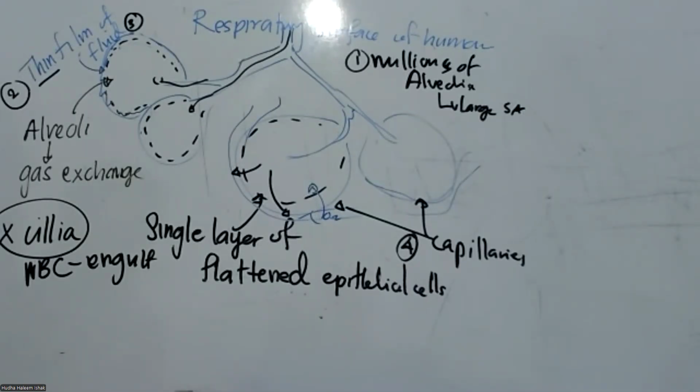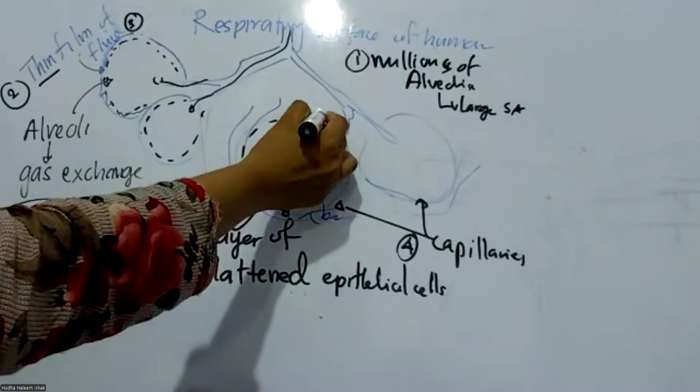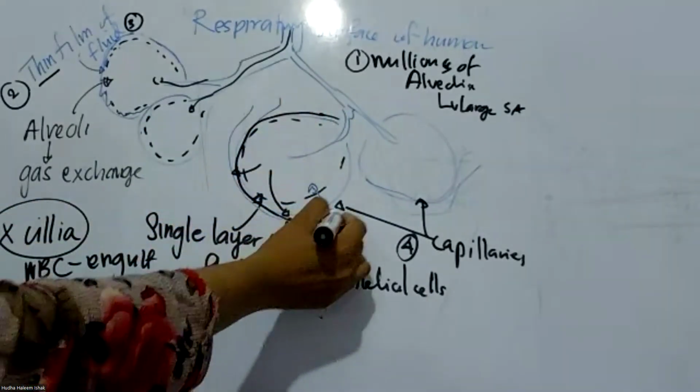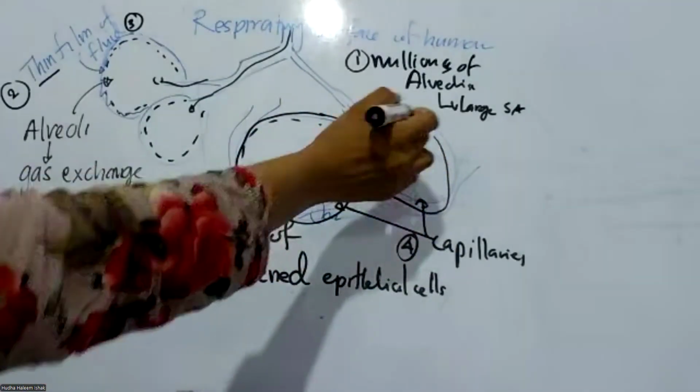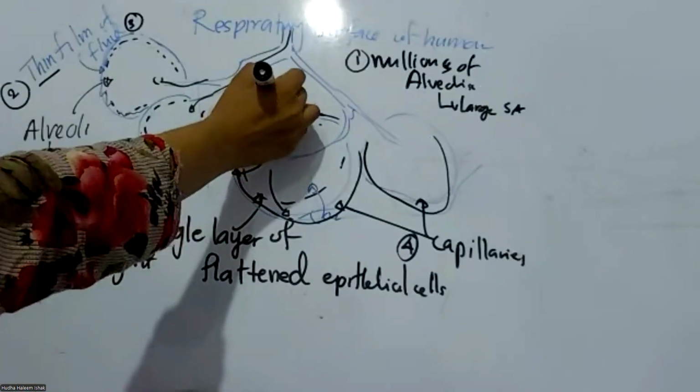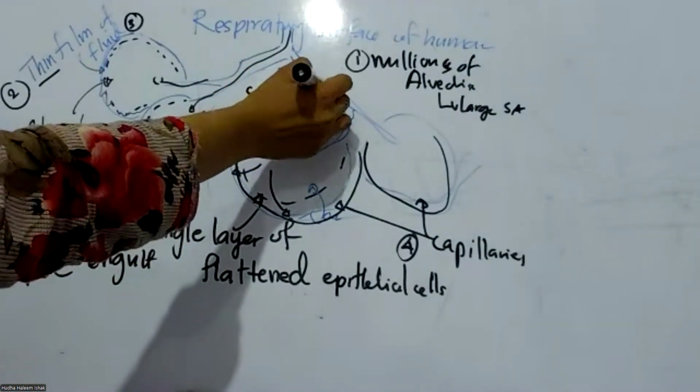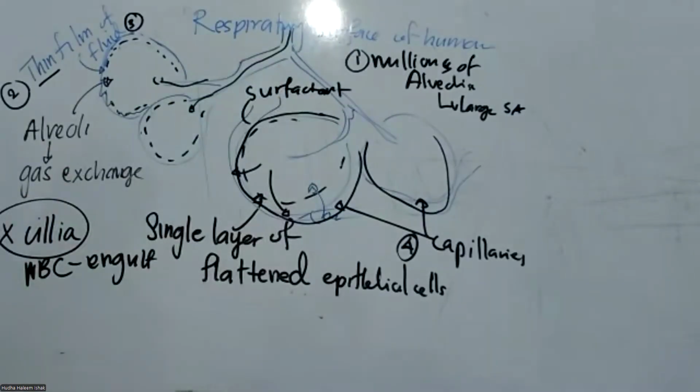Engulfing foreign particles. And also there is surfactant, which is coated on top of these alveoli. All these alveoli are coated by a surfactant. This is preventing the collapse of the alveoli.